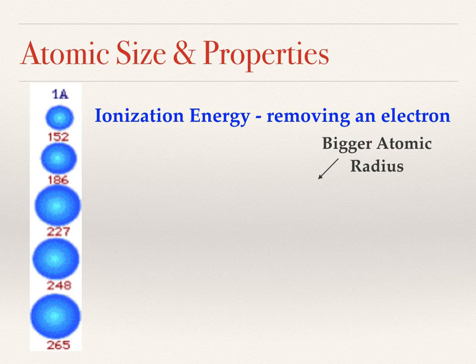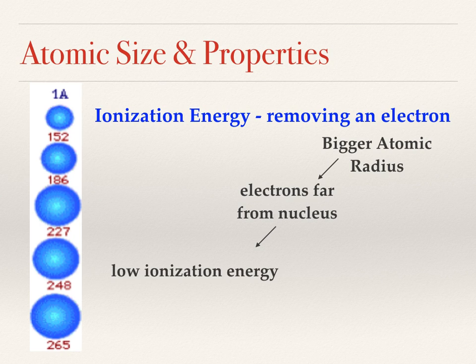You're going to have a bigger atomic radius, which means the electrons are farther away from the nucleus, which means it takes less energy to remove an electron. So it has a low ionization energy. And this leads to some trends that are very important.